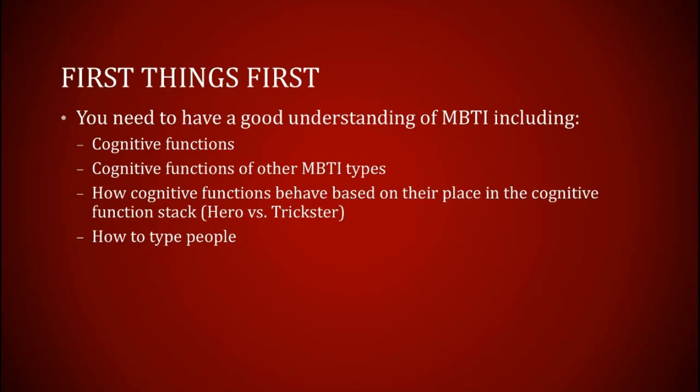So some of the things you need to have a good understanding about is cognitive functions, like I mentioned: Ti, Te, Se, Si, what do all those mean? The cognitive functions of other MBTI types. So if you find out what a person is, you're going to have to know their cognitive functions to be able to apply this information. You also need to understand how cognitive functions behave based on their place in the cognitive function stack. So if somebody has Ti hero versus Ti trickster, what does that really mean? How is that person going to use Ti in that sense?